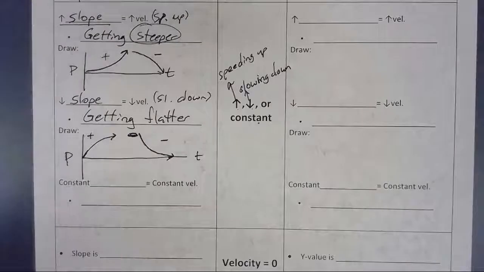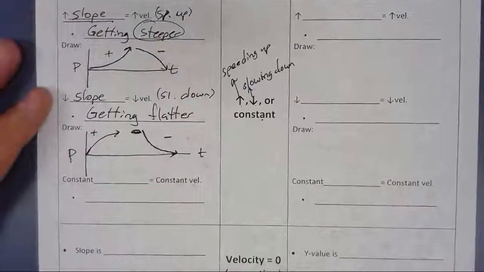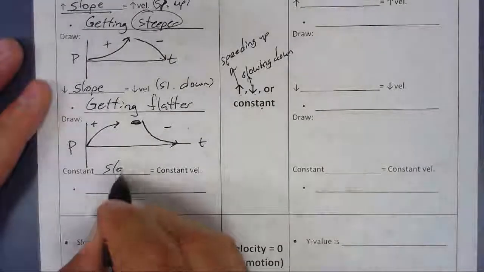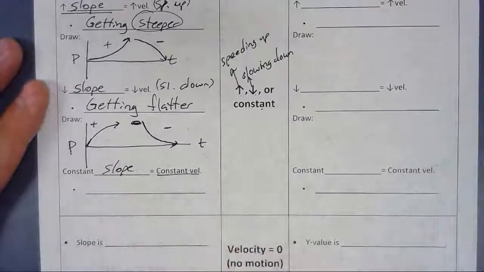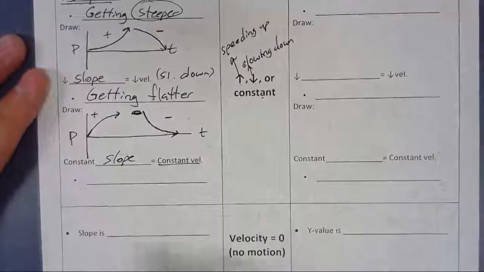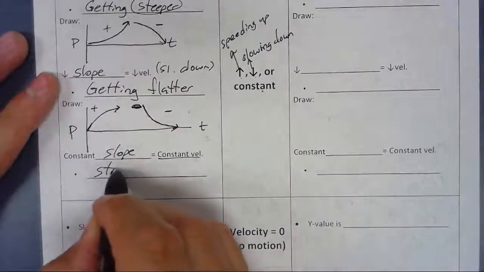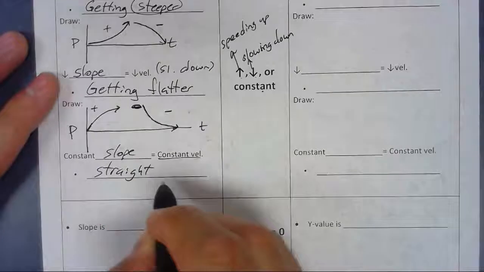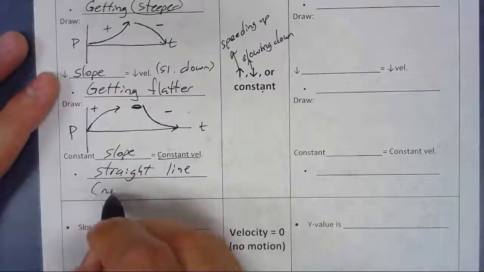So those are the curved lines that you could see. If a position versus time graph has a curved line, that's changing speed. But if it's a constant slope, that means you have a constant velocity. Whatever's true about the slope is also true about the velocity. Constant slope just means you have a straight line, and I've already said that. Straight line as in not curved.